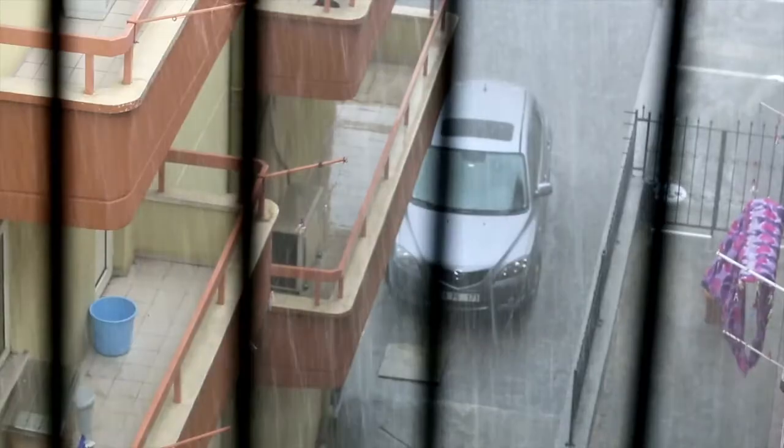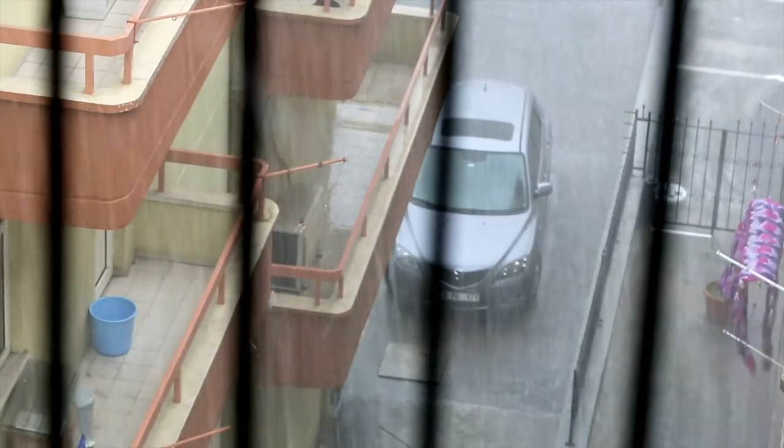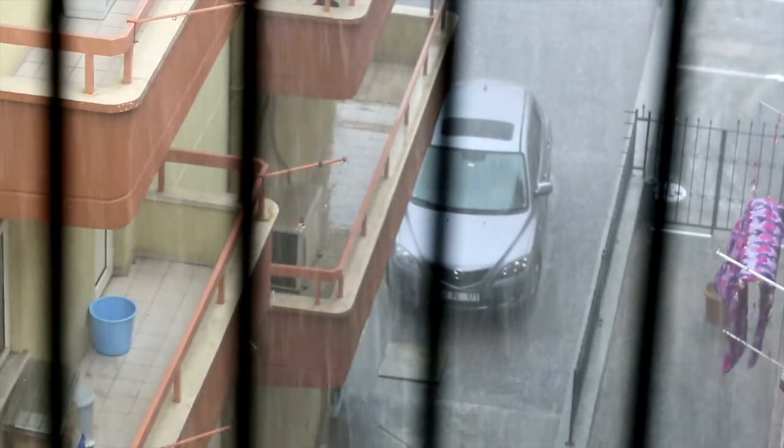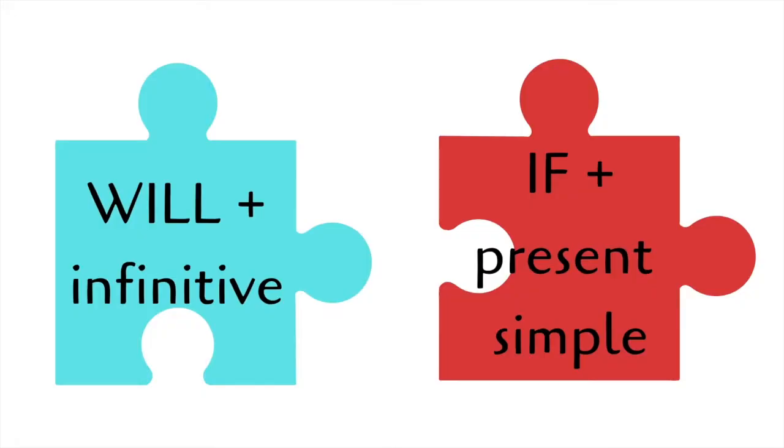Don't forget to put the comma between the two clauses when you start the sentence with the if clause. If it rains, I'll stay home tomorrow. The clauses can be switched and you can say it as I'll stay home tomorrow if it rains. This way, the comma isn't needed between the two clauses.